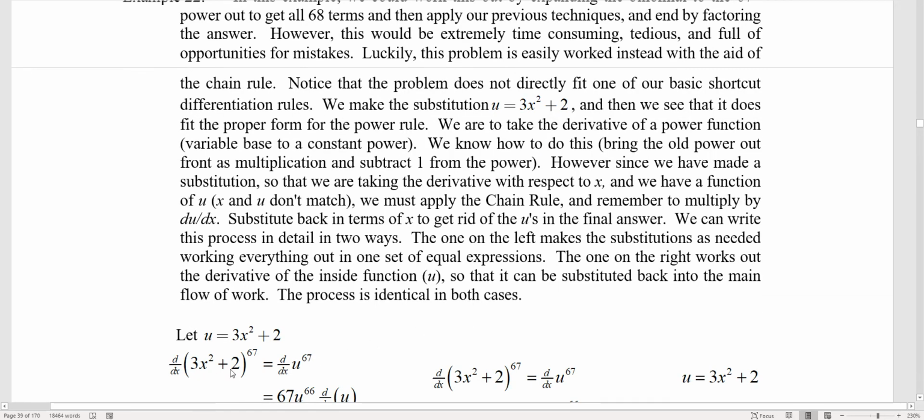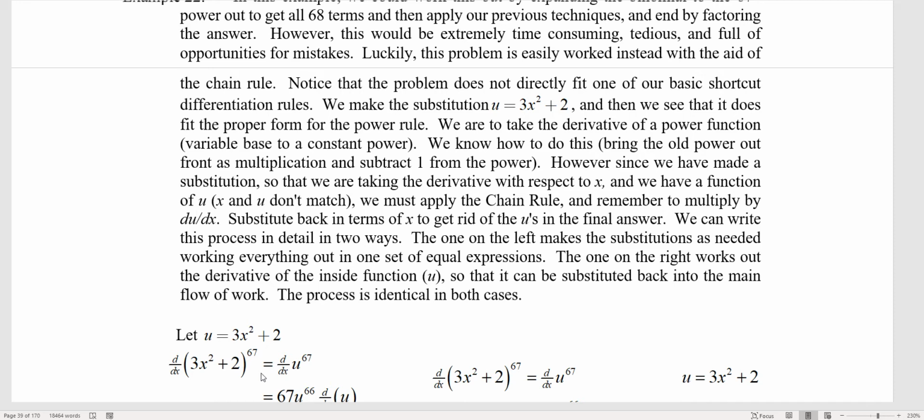Let's take the derivative of 3x squared plus 2, to the 67th power. Now if this was the second power instead of the 67th power, I might say, oh, let's just go ahead and expand it out using FOIL. Maybe even the third power, work it out that way. But the 67th power, oh boy, talk about a mess. We could do it, at least in theory, but boy, that's going to be tedious.